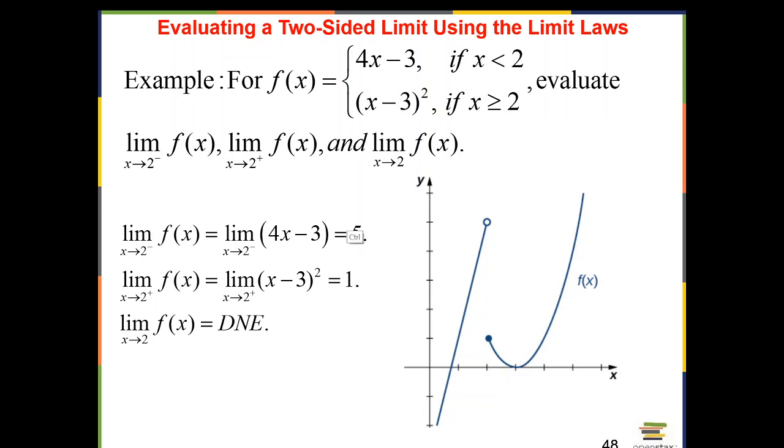Are these the same? No. So that limit does not exist, because the left and the right don't equal. They exist, but they are not equal. And we didn't need the graph to find the limit, but this is the graph. And you obviously see the left and the right limits are not the same.